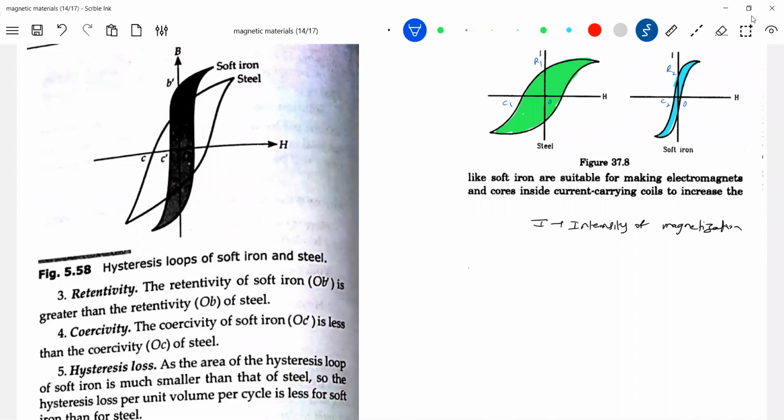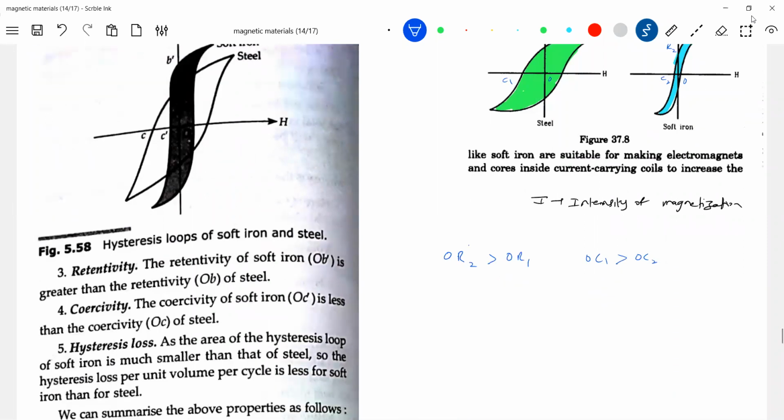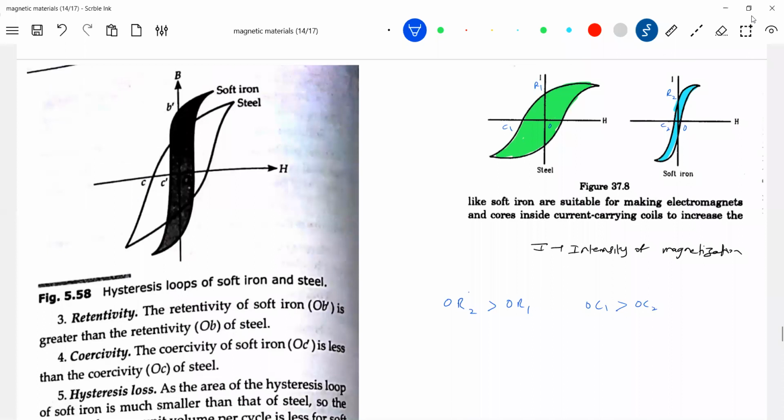So from this, what we can write here: I'm comparing both the diagrams. Retentivity of soft iron OR2 is greater than OR1. The coercivity of steel is more than that one, OC1 greater than OC2. I think this data is very important. Next, the area of the hysteresis loop of soft iron is much smaller than that of steel, so the hysteresis loss per unit volume per cycle is less for soft iron than steel. Area under the curve. Next, again, the permeability. Mu R. Mu R for which one will be more? For iron, it will be more.